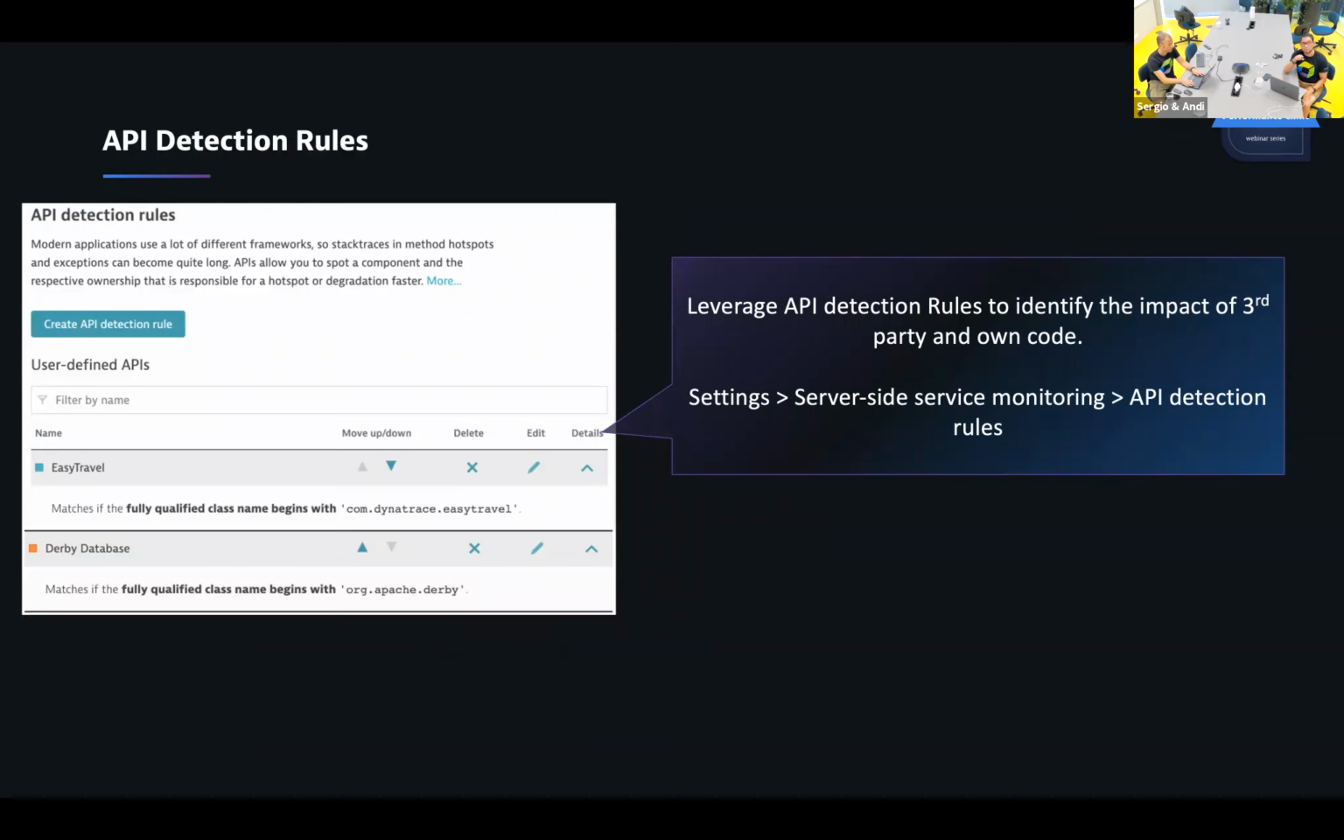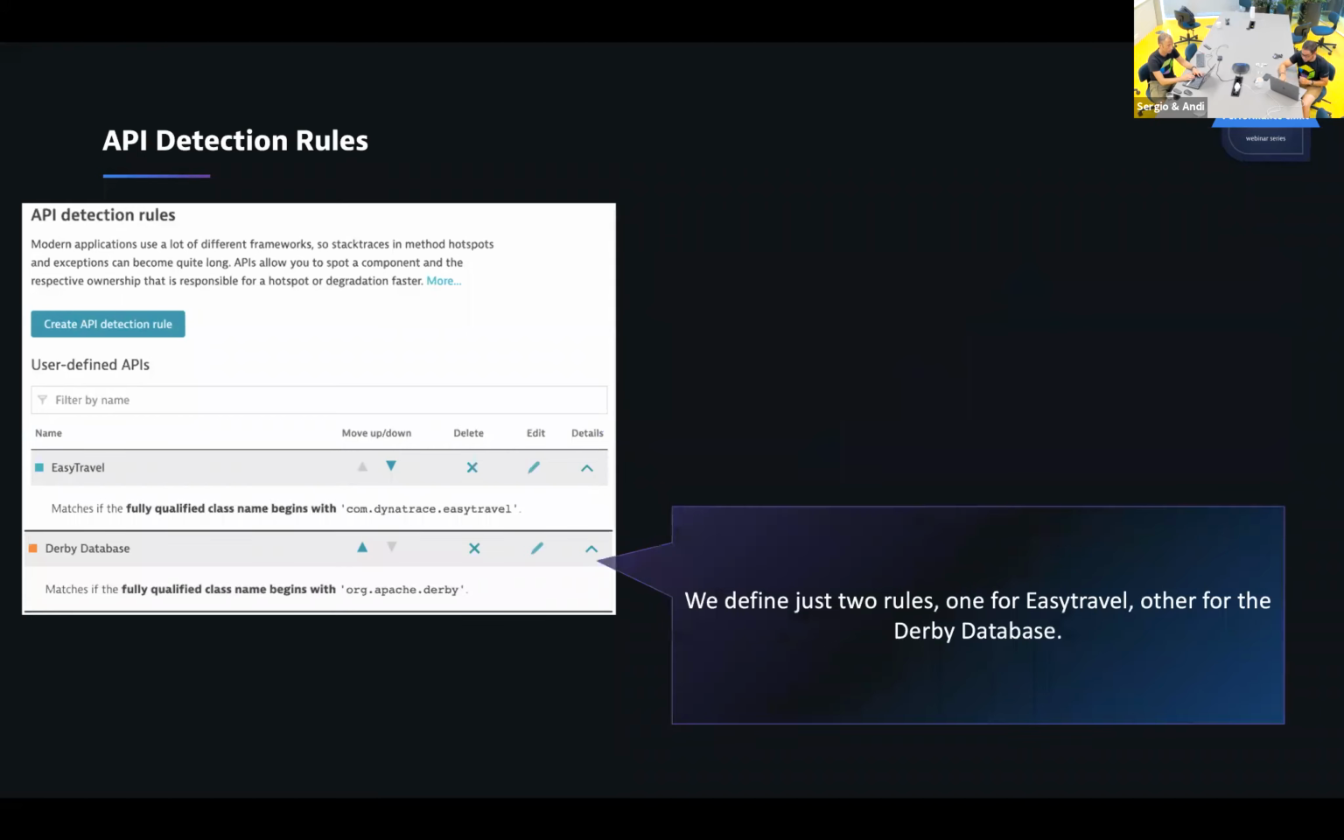Now, Dynatrace also has something called API detection rules. So you as a developer can define your rules, like the front end, the back end, anything in your software, and everywhere in your environment, automatically with charts, you can see the usage of the transactions and the software, and the memory bytes allocated in specific packages. Really cool, right? So in our case, we're defining an API for Easy Travel and another for the Derby database, because the application that we are using is just using a Derby database, which is a Java JVM.